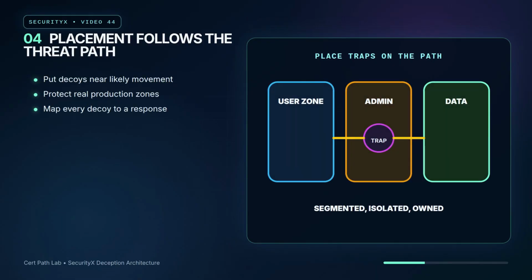Placement is the architecture decision. A decoy in the wrong place produces little value, and a decoy with weak isolation can create unnecessary risk. Place deception near likely attacker paths: identity stores, admin networks, sensitive data zones, cloud control planes, or lateral movement routes. Then map every decoy to a response action. If nobody owns the alert, the trap is just decoration.